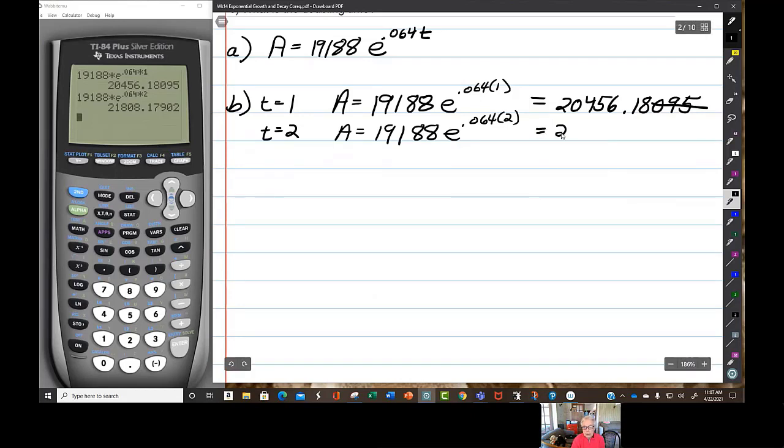And then this one is going to be 21808.17902. The 9 is going to round the 7 up to an 8, so our final answer for t equals 2 is 21808.18. And so our answers for these two will be this and this.